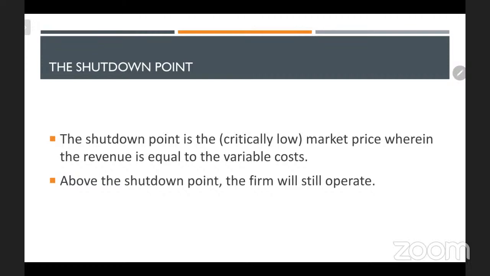Now, what is a shutdown point? It is the critically low market price wherein the revenue is equal to the variable cost. Remember that the revenue depends on the price of the good. If the price of the good increases, then the total revenue will rise, given the same quantity. Normally, the reason that firms start to lose money is because the price is going down too much or too fast sometimes.